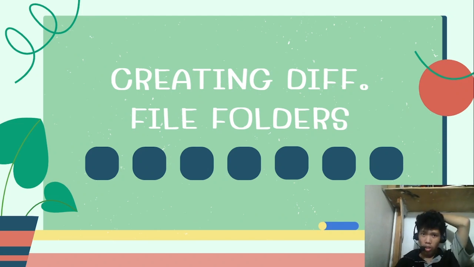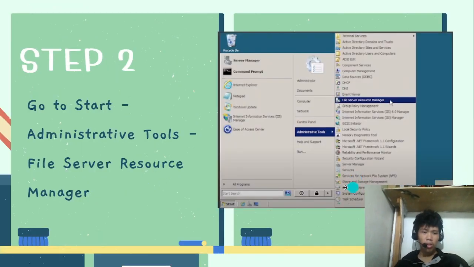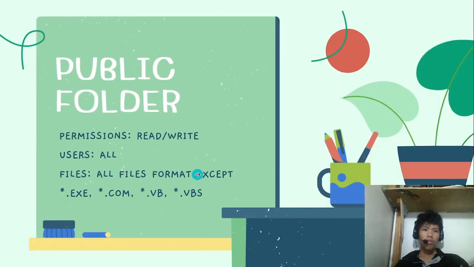So next is creating different file folders. So we are going to use the file services to adjust the permissions of the different file folders that we are going to make. So first is the public folder. So in creating a public folder, we are just going to go to C and name it as public.